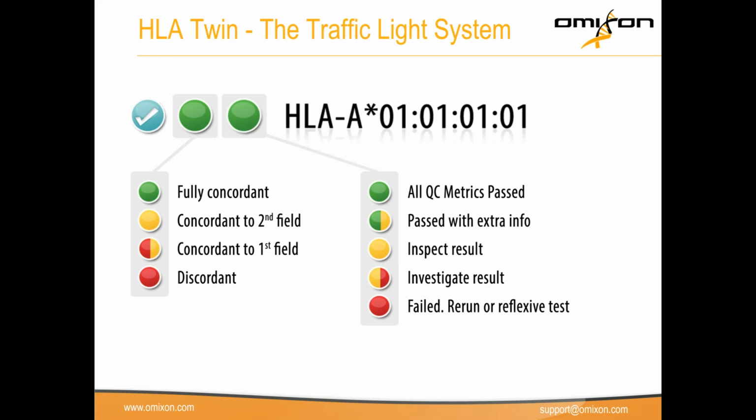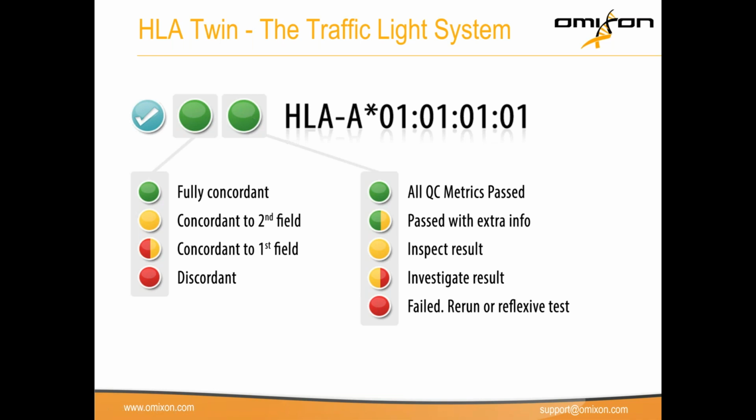And when you see these two traffic lights, the first traffic light is the algorithm traffic light. When it's green, it says that the algorithms are fully concordant with each other up until the third field. However, if this traffic light is yellow, it means they're concordant, but only up until the second field. If the traffic light is orange, it means they're concordant, but only up until the first field. If it's red, it means they're completely discordant. They found something else.